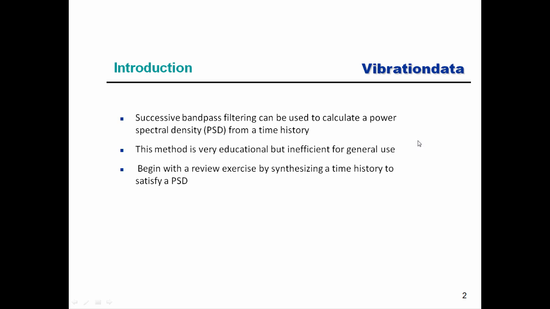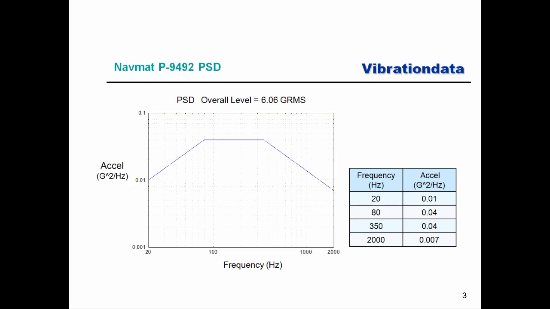So we're going to start off with a couple of review steps here. We're going to synthesize a time history to satisfy a PSD. So here's our famous NavMat P9492 PSD. We've already used it several times in our webinar series. So this is a log-log format. Along the y-axis we have acceleration, g-square per hertz. Well, that's really GRMS squared per hertz. And we're going to really talk about that today. And we've got frequency in hertz along the x-axis.